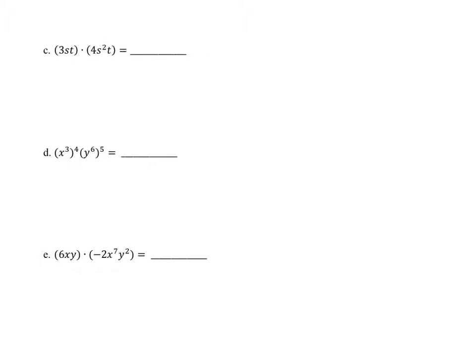Now what about these? So you start to panic, but you don't really, because this is the deal. 3st times 4s squared t. So we're going to multiply 3 times 4 like normal. You're always going to multiply your coefficients. And you have a total of 3 s's, so s to the 3rd, and then you have a total of 2 t's. So think about it this way, you guys. s is raised to the first. 1 plus 2 is 3. 1 plus 1 is 2.